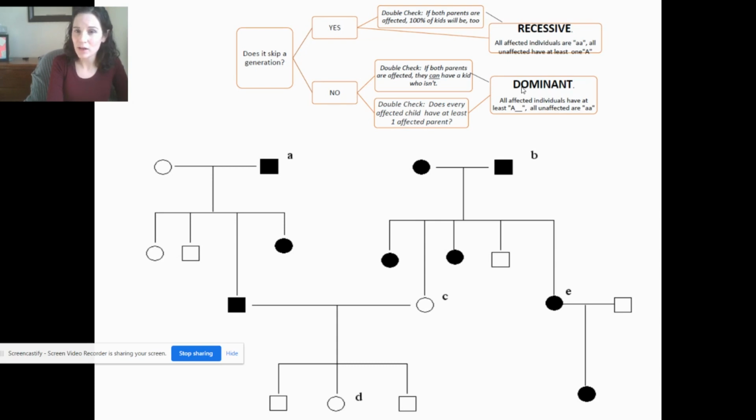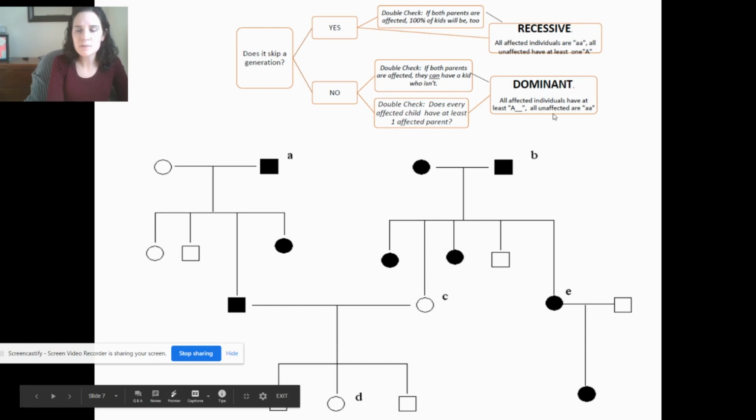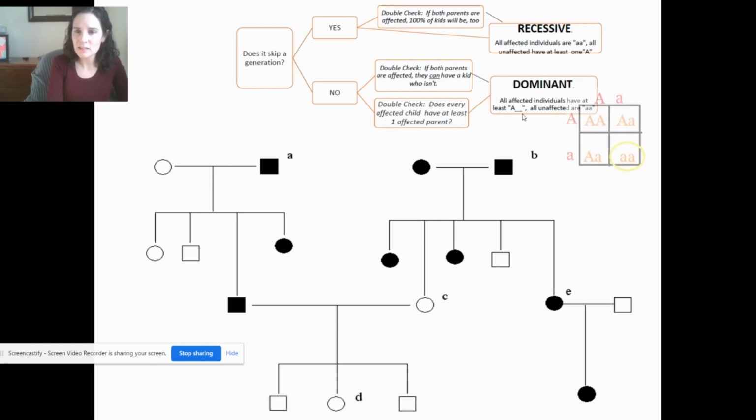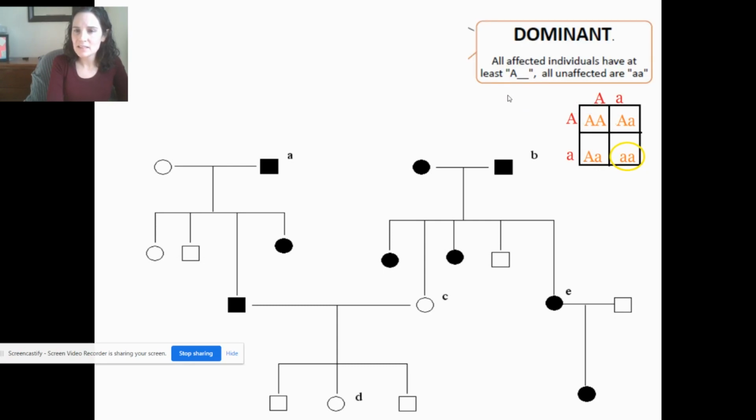Here's my other double check. Every kid who is affected, do they have at least one affected parent? Yep, they can trace it to their parents, they can trace it to their parents. So that tells me that this trait is dominant. Let's look at that. All affected individuals have at least one copy of big A, and this time all of the unaffected individuals are little a, little a. So this is completely different than our first two practice problems. We flipped it because based on those questions, we know that this is a dominant trait.